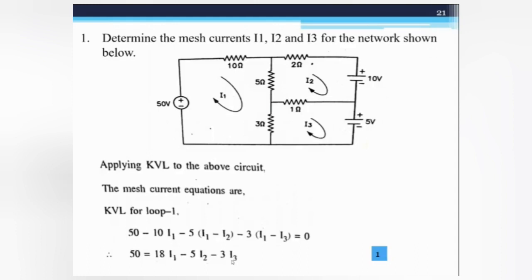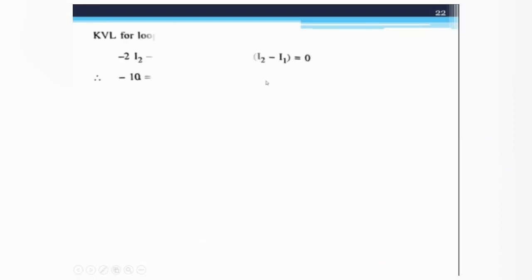Similarly, if we apply the KVL for loop 2, right? So it is 2I2 minus 10, because this is positive to negative, so it is minus 10, plus 1 into I2 minus I3, plus 5 into I2 minus I1. Our final equation for loop 2 is minus 10 equal to minus 5I1 plus 8I2 minus I3. This is our second equation.